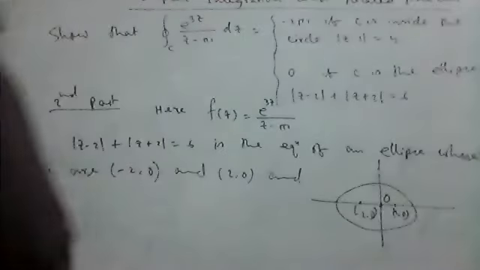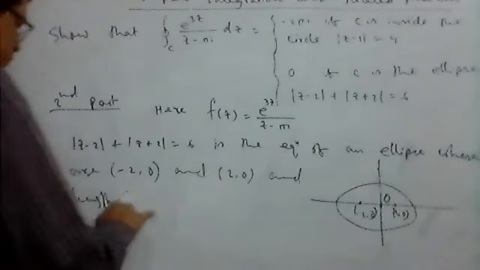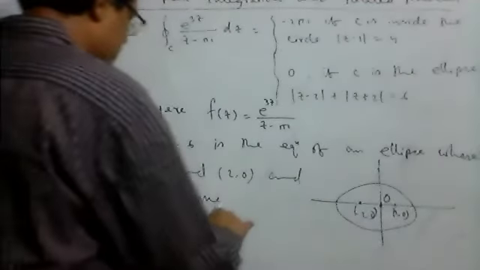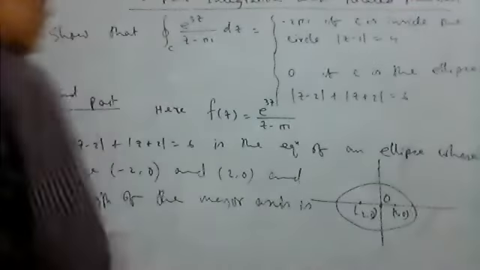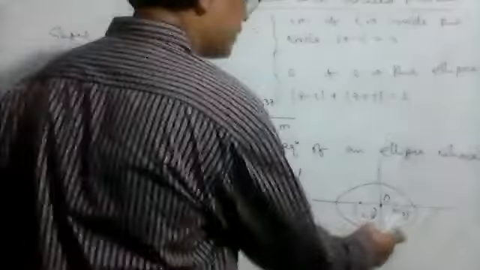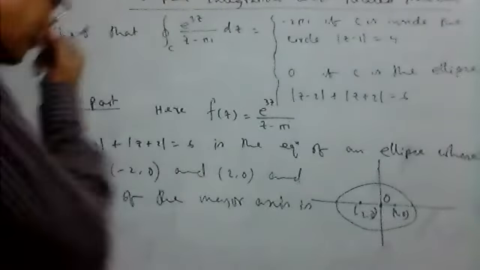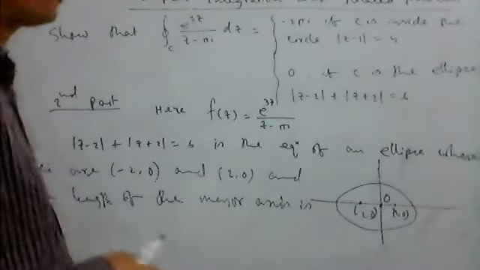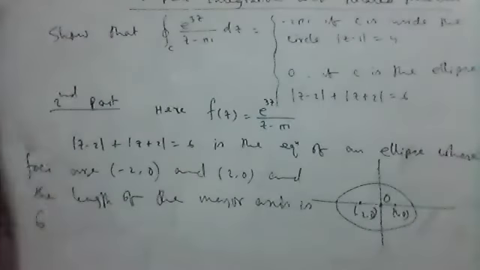Okay, and the length of the major axis is what? 6. According to this figure, we can easily figure this out. The length of the major axis is 3 plus 3 is equal to 6. And the foci are 2, 0 and minus 2, 0 of the given ellipse.